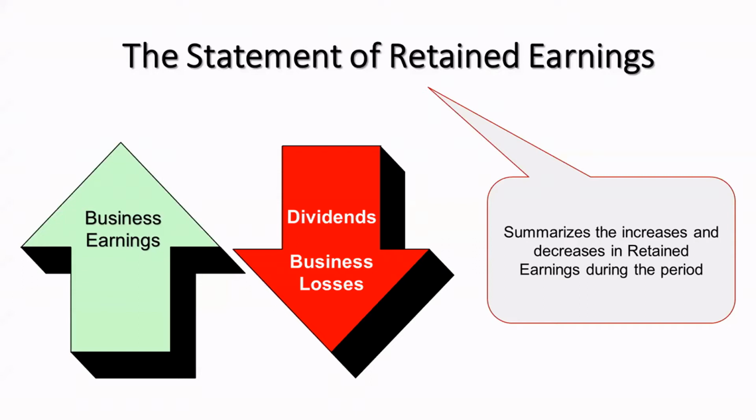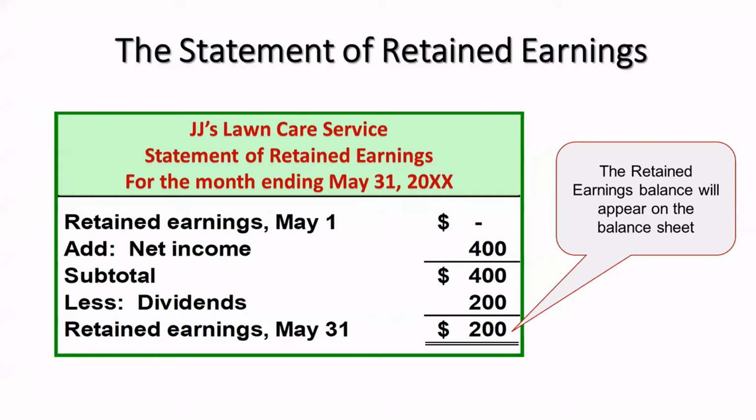The statement of retained earnings summarizes the increases and decreases in retained earnings during the period. Remember that net income increases retained earnings. Dividends and net losses decrease retained earnings. Retained earnings is that portion of stockholders' equity created by earning net income and retaining the related resources in the business. The statement of retained earnings summarizes the increases and decreases in retained earnings from business operations during the period.